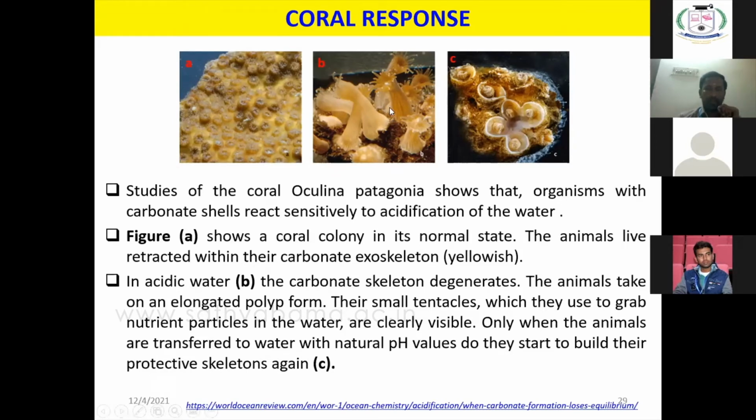This particular animal elongated its polyp. There you can see the small tentacles of it, to adapt to the conditions and grab the nutrients from the environment. When the acidification is stopped, it gets back to normal. That is shown in figure C. There you can see.